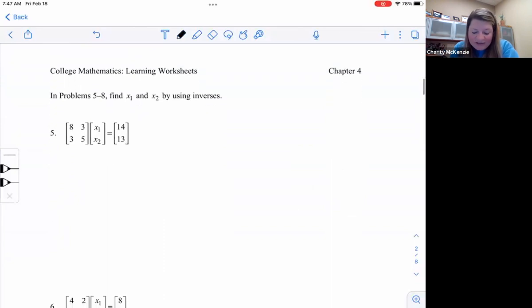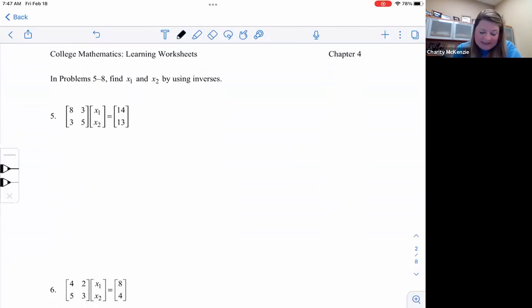finding the answer using these inverses. So you can notice this first one here, 5, they already took the coefficients. They already wrote this in this format. So we know what we can do is find the inverse of this one right here. And we can then times that inverse by the 14 over 13, and we will get our two solutions.